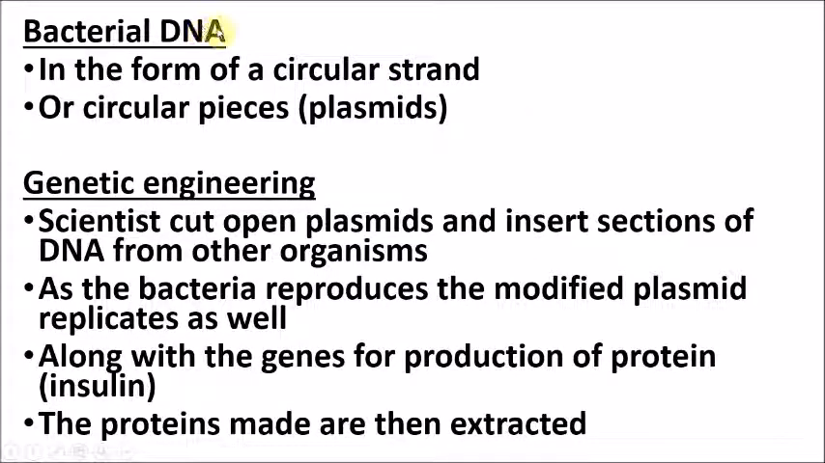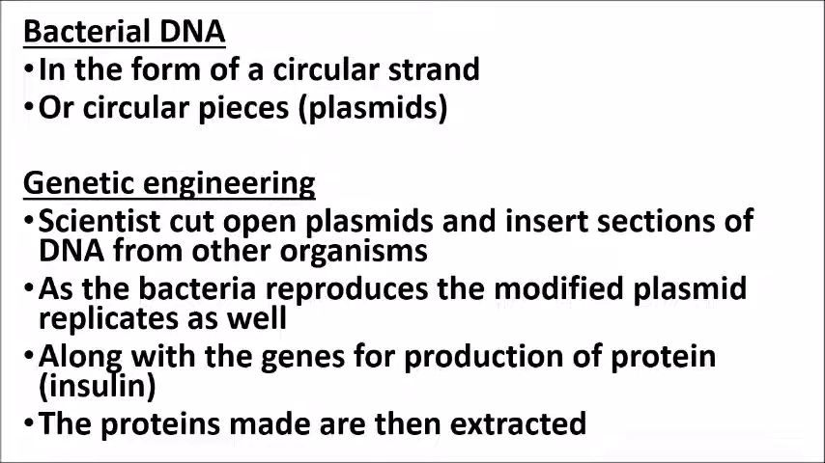So bacterial DNA is two types. One type is just the circular strand of DNA, no nucleus, just floats in the cytoplasm, and then you've got these circular things called plasmids. Now, plasmids are the important thing for genetic engineering, because what happens is the scientists would cut open the plasmid and then take the gene that would create insulin, pop it into the plasmid, and then as the bacteria itself reproduces and makes more bacteria, the plasmid would reproduce as well, the new modified plasmids.